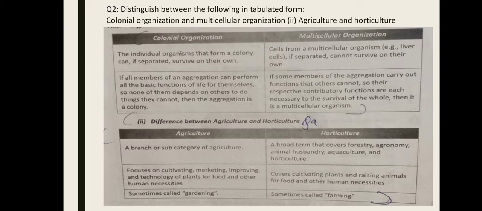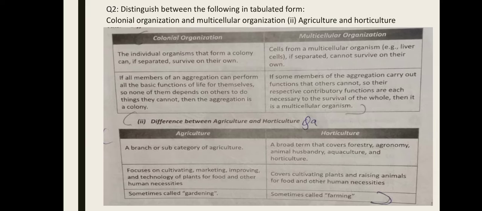Question number 2 is distinguish between the following in tabulated form: Colonial Organization and Multicellular Organization, and second is Agriculture and Horticulture. Colonial Organization. The individual organisms that form a colony can, if separated, survive on their own. If all members of an aggregation can perform all the basic functions of life for themselves, so none of them depends on others to do things they cannot, then the aggregation is a colony.